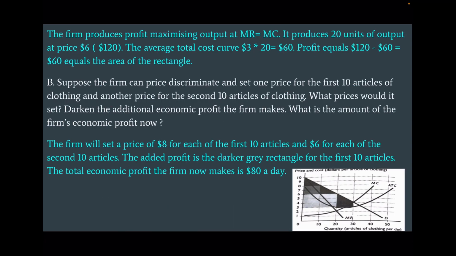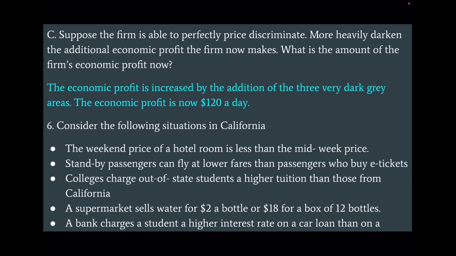Quantity 30 is produced under perfect price discrimination, and the price charged is $4. 4 times 30 is 120, the economic profit made by the firm.